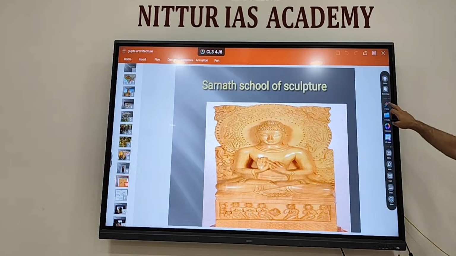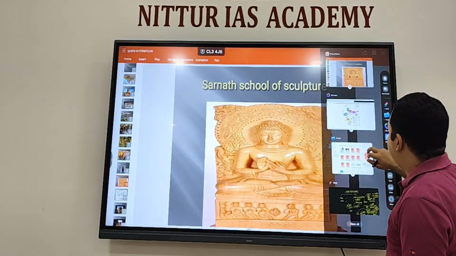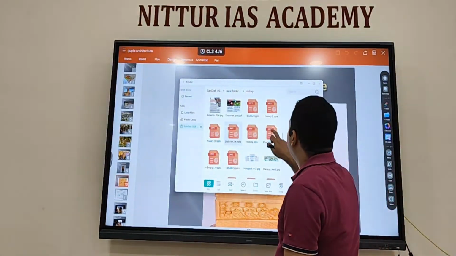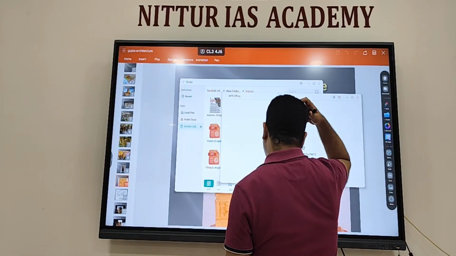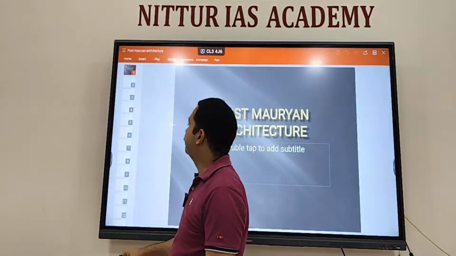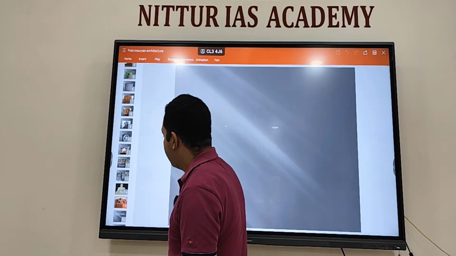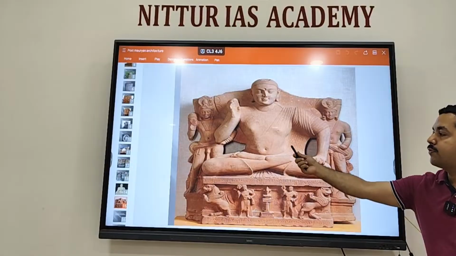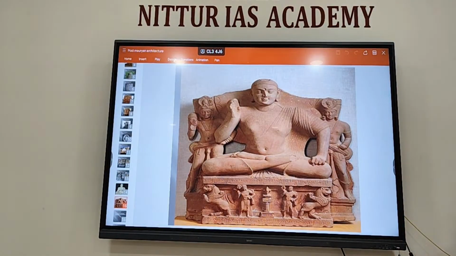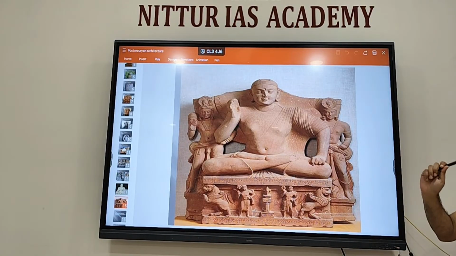So if you remember this part, it's the post-Mauryan period. We discussed this was the figure. First, which stone are you using here? Sandstone. In case of Sarnath you are using cream color sandstone. So first is the stone change.